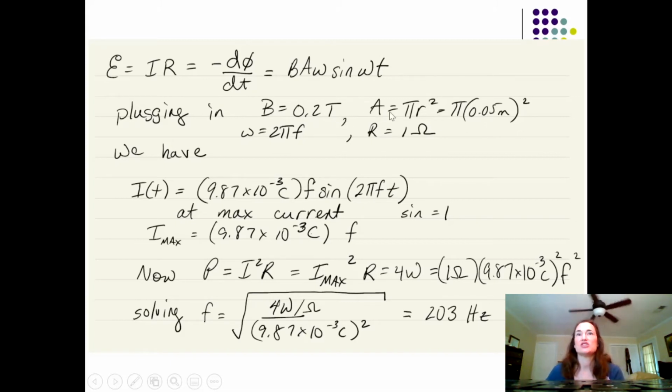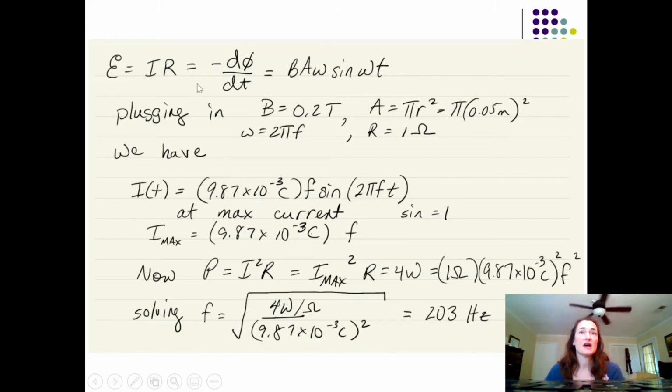All right, now plugging in some numbers, B is equal to 0.2 Tesla. The area that's changing is pi r squared, where r is the radius of my semicircle, which is 0.05 meters. Omega is equal to 2 pi f, which I don't know. I have to solve for that, so I leave it as a variable. And R is equal to 1 ohm. They told us in the problem that the effective resistance of everything was 1 ohm. So if I use that, I can solve for my current, which is what the problem asked for.